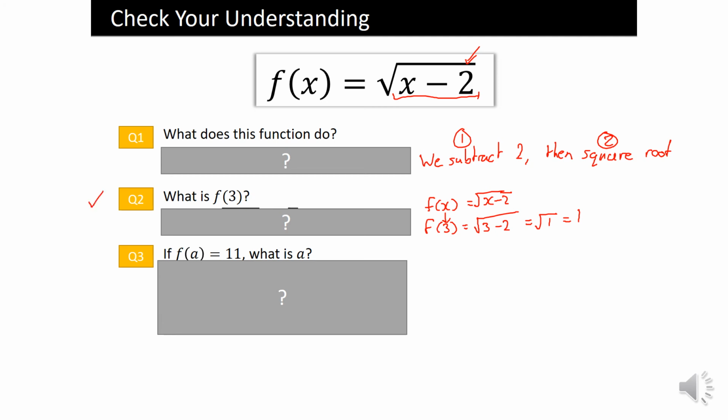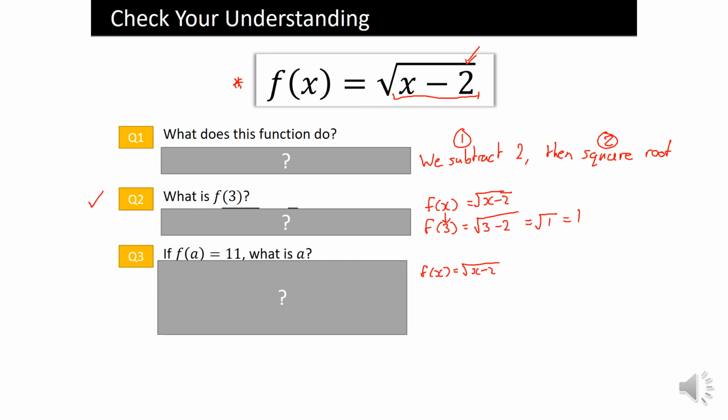So now let's have a go. So again, this one's like the last question on the first section. We've got f of a equals 11. What is a? So we need to work out the input now. So let's write out our formula, f of x equals square root of x minus 2. So this is just what we're given as the function.